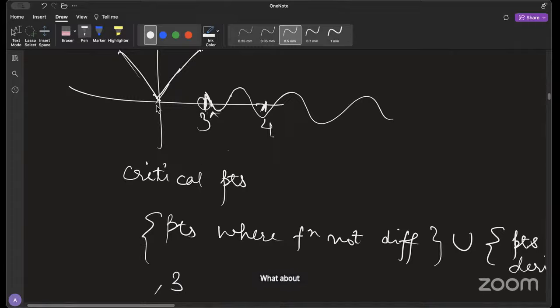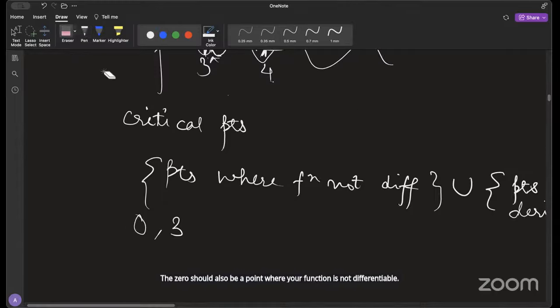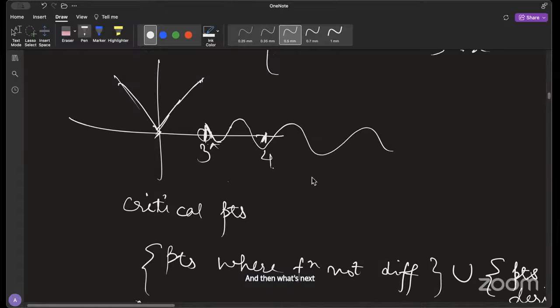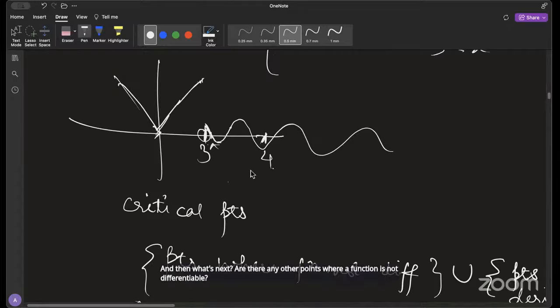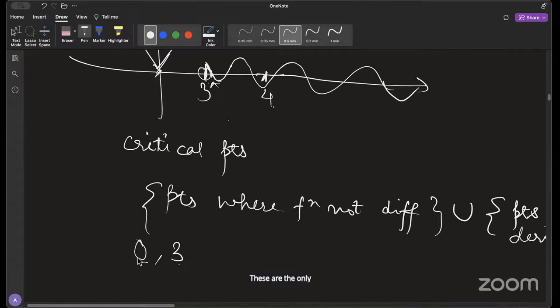What about 0? 0 is also a point where your function is not differentiable, right? So 0 should also be a point where your function is not differentiable. 0, 3, and then what's next? Are there any other points where your function is not differentiable? 4. So that's it. Everywhere else your function is differentiable. These are the only points where the function is not differentiable.